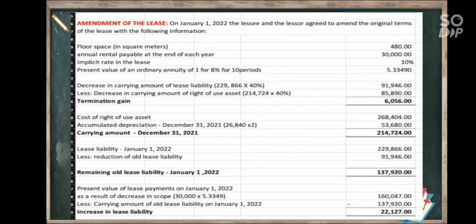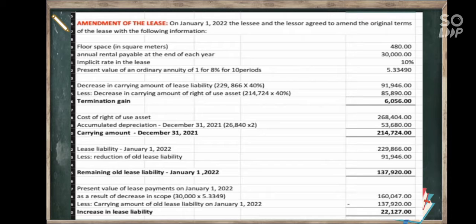So, ang carrying amount as of December 31, 2021 is 214,724. Lease liability as of January 1, 2021 is 229,866. Less sa reduction of old lease liability 91,946. So the remaining old lease liability as of January 1, 2022 is 137,920.